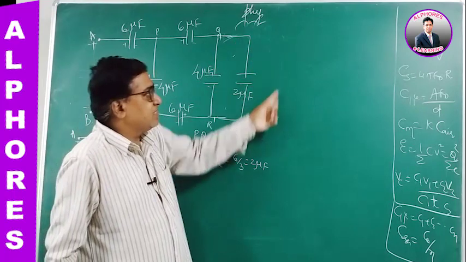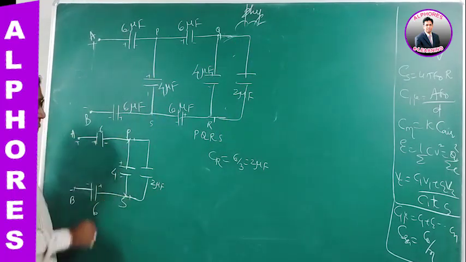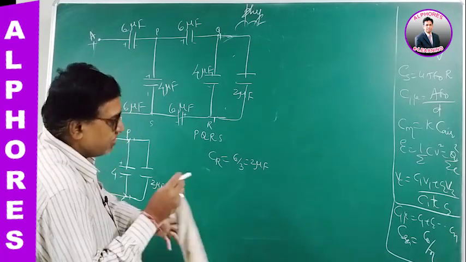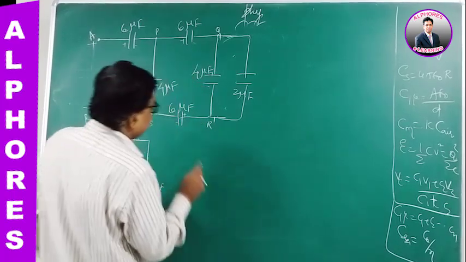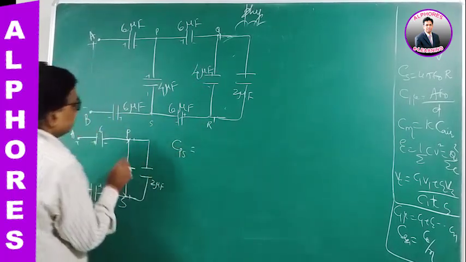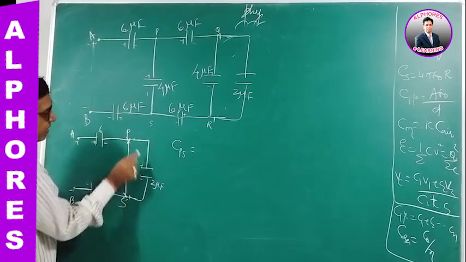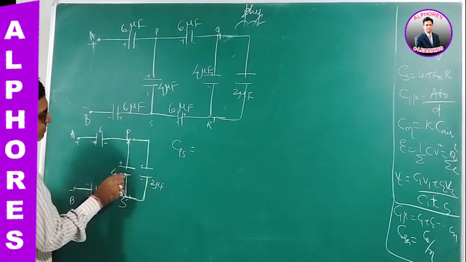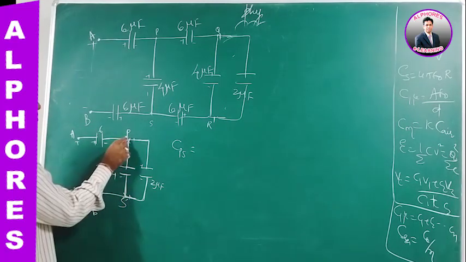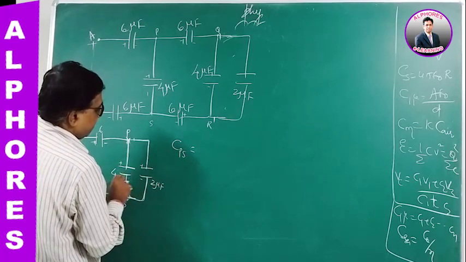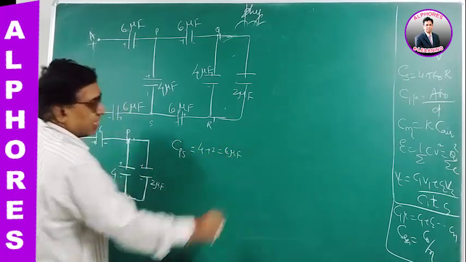What we have done in this one, same way. Again, now look at P and S. The effective capacity between P and S, the resultant capacity, CPS. Between P and S, you see for this capacitor the positive terminal is connected at P and the negative at S. Even for this also, positive at P and negative at S. Therefore the resultant capacity between P and S is 4 plus 2, that is 6 microfarad.